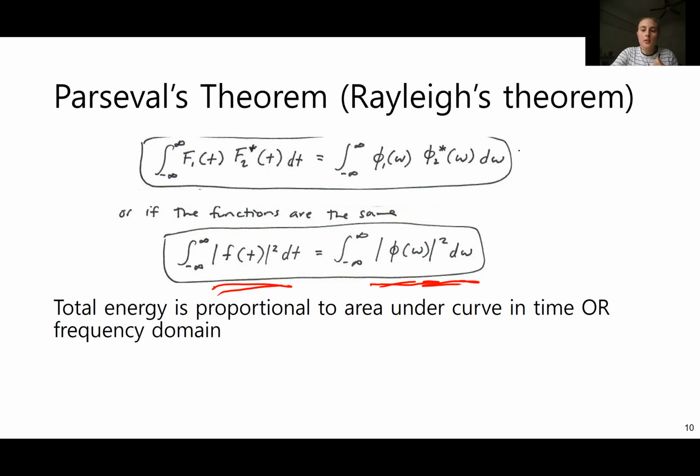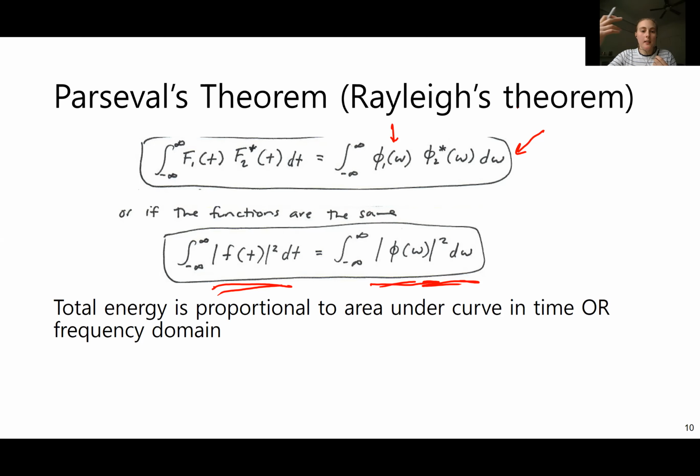So this is the general form written at the top. If you have two functions, f1 in the time domain times the complex conjugate of f2 in the time domain, and integrate over all time, that's going to be equivalent to integrating the same functions that are Fourier transformed in the frequency domain. So phi 1 in frequency times the complex conjugate of phi 2 in the frequency domain, integrating over all frequencies.